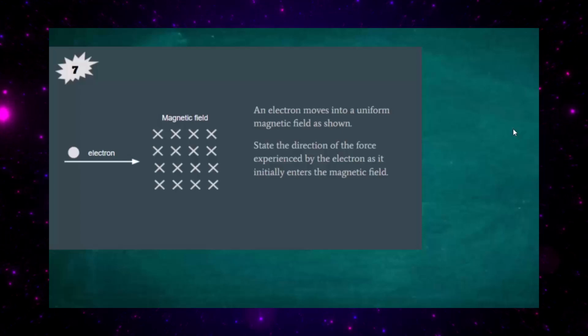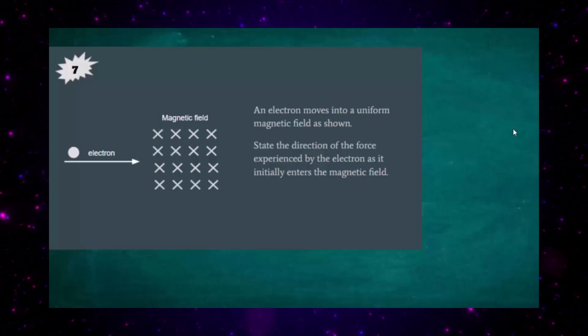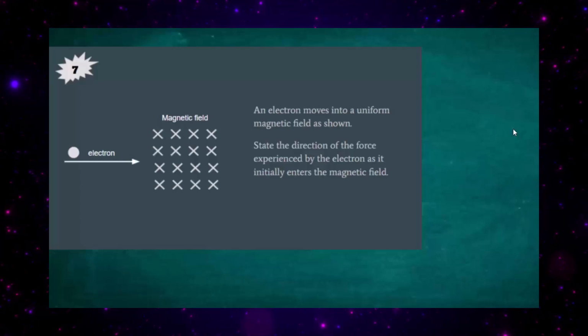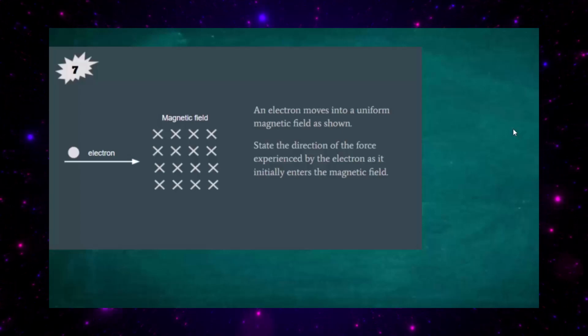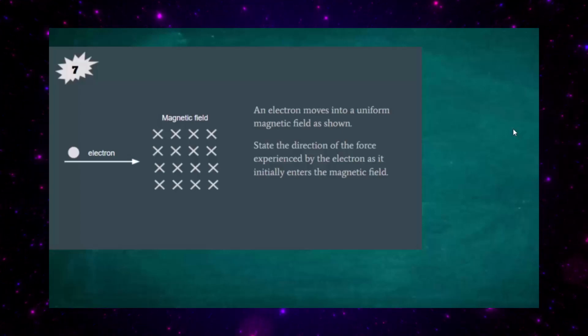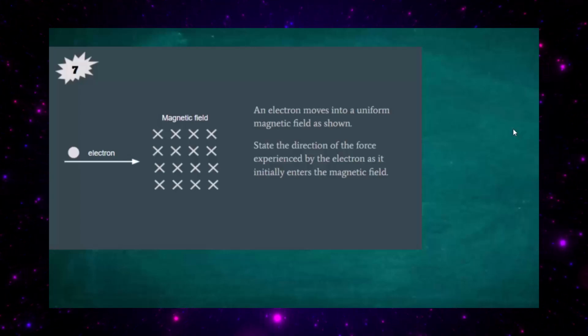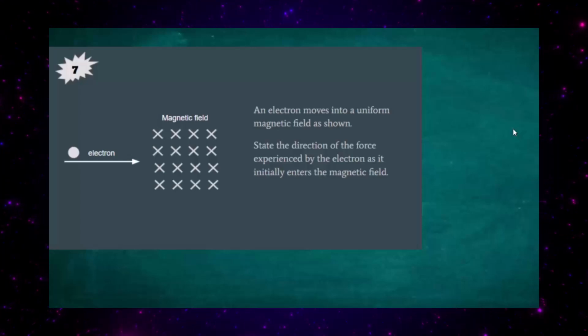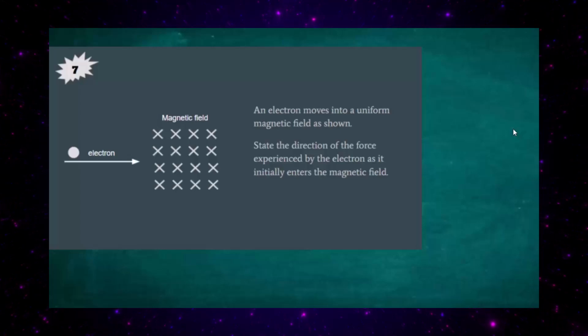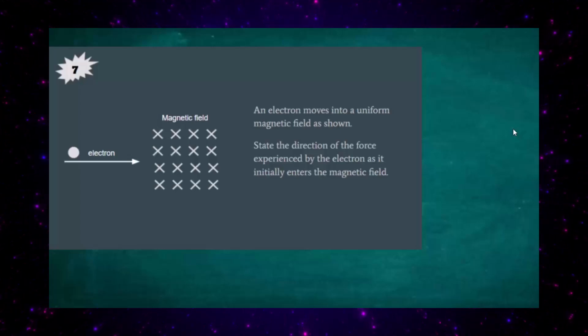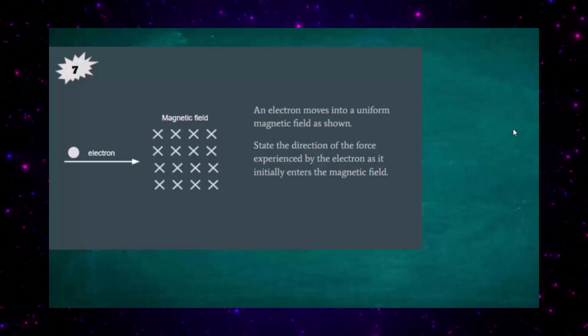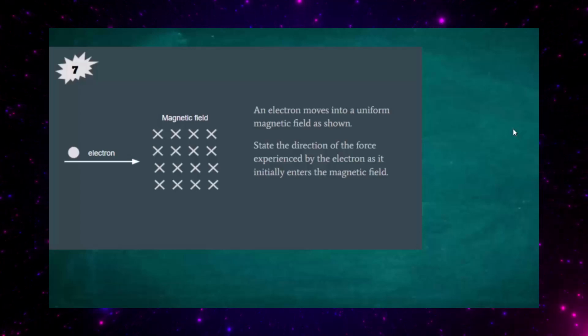Question 7. An electron moves into a uniform magnetic field as shown. Uniform means it's all the same, equally spaced out lines. And we have to state the direction of the force experienced by the electron as it initially enters the magnetic field. Now, as you can see, the magnetic field is pointing into the screen. That's what the symbol cross means. If it was pointing out of the screen, it would be a dot.